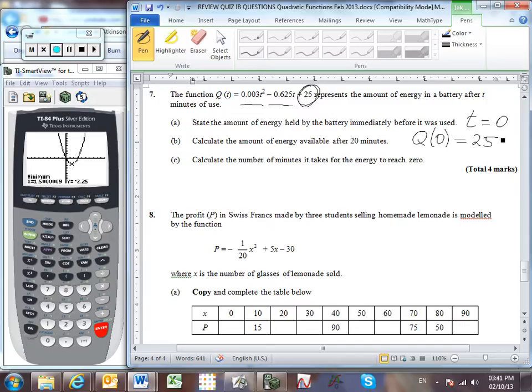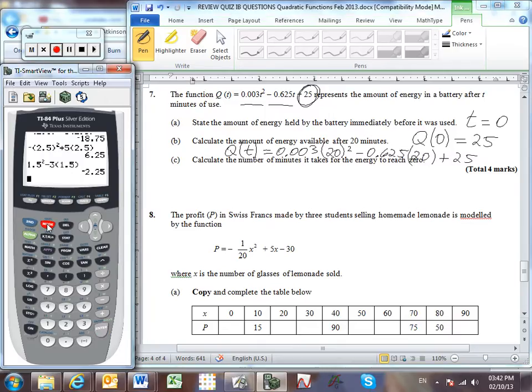How much energy will be available after 20 minutes? Alright, so I'm going to have to substitute 20 into the function. Look, you can get a method mark just by showing that substitution, so it is worth writing down so that you're explaining to the examiner, or in this case me, what your thought process is. The substitution step IB loves to see, so please don't miss an opportunity to show that substitution, especially with parentheses. But at this stage I would probably go to the calculator.